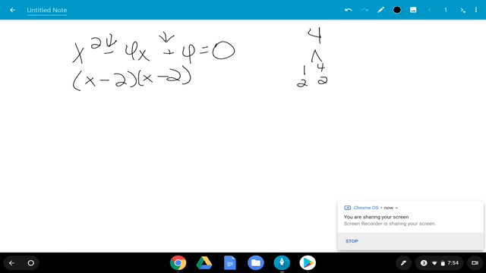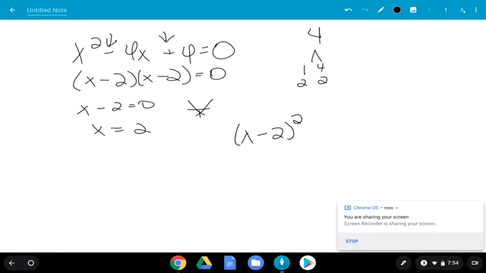You will then set these equal to 0 and solve. Your x should equal 2. There's another way to solve this. Since you have two x minus 2's multiplied by each other, it can also be written as x minus 2 squared. And you can set that equal to 0 and also solve to find the answer of 2.